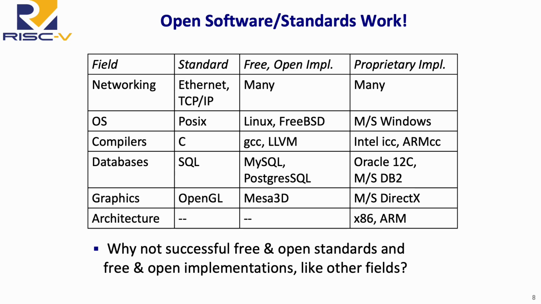But on the processor architecture side, there are no standards, and there are few free open implementations, and it's really those gaps that RISC-V is looking to fill. And there are certainly plenty of proprietary implementations like Intel and AMD x86 machines and the ARM processor architecture. So if we've got successful and free open standards in the software world, why not for processors?